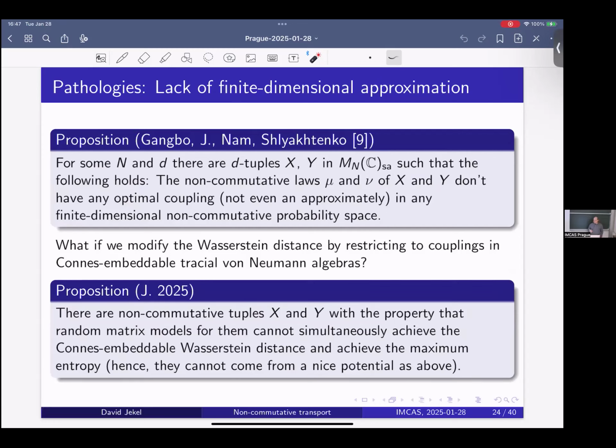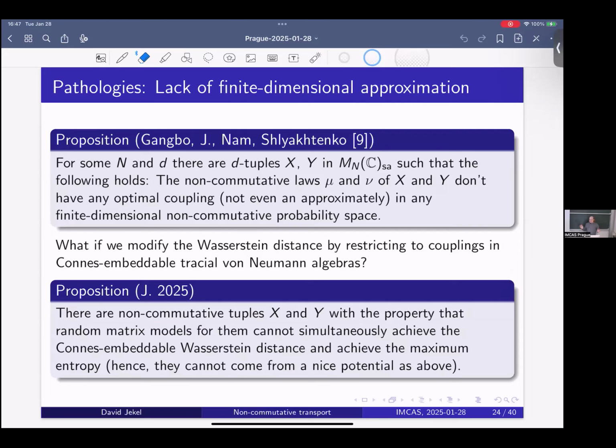And here's another way in which this fails. Given the previous results, if the optimal coupling is in a non-coembeddable thing, then there's no way to approximate it by finite dimensional things. Arguing based on this, you can take this example and perturb it into some nice random matrix model like the one I had above, but for V which is not convex. And then in that case, it will be impossible for this to approach the non-commutative Wasserstein distance due to non-coembeddability.